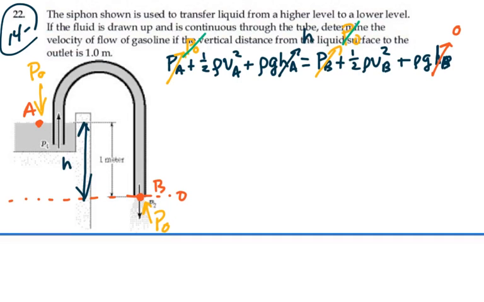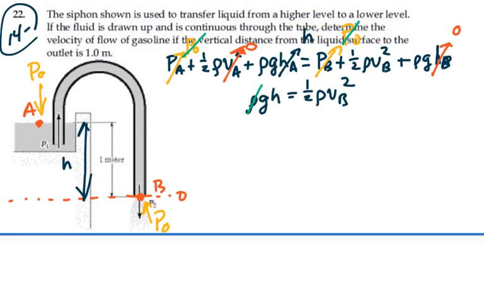Also, in our reservoir, our velocity at A is not going to be moving that much because it's a large reservoir. As we have flow out at point B, A is barely moving, and hence the velocity at A is basically 0. So we're left with rho g h is equal to 1/2 rho velocity of B squared.